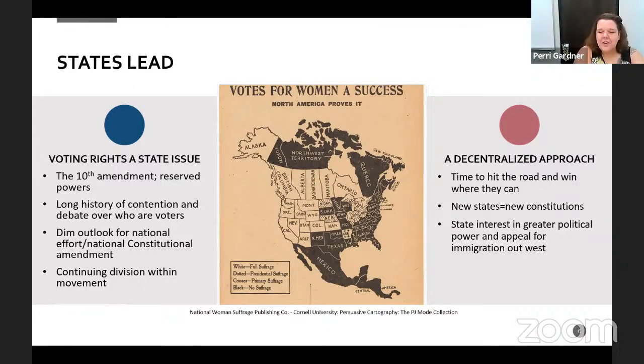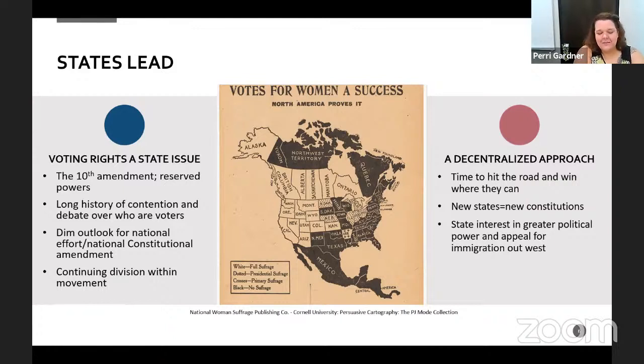New states, new constitution, time to hit the road, the East offering support to those out West, sending their agents, doing ground campaigns to encourage women's suffrage. And just in general out West, there's a good deal of interest in giving women power. It could increase their political power with the East Coast government. It could encourage people to immigrate out West.